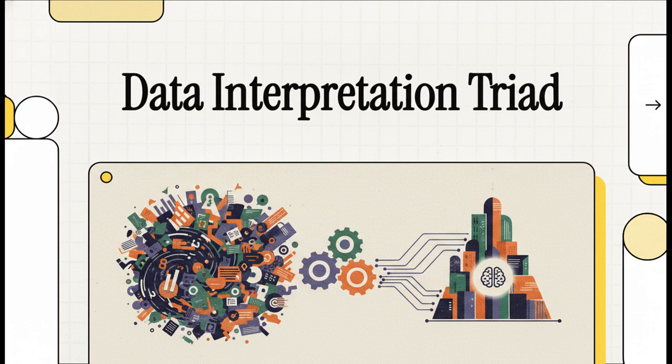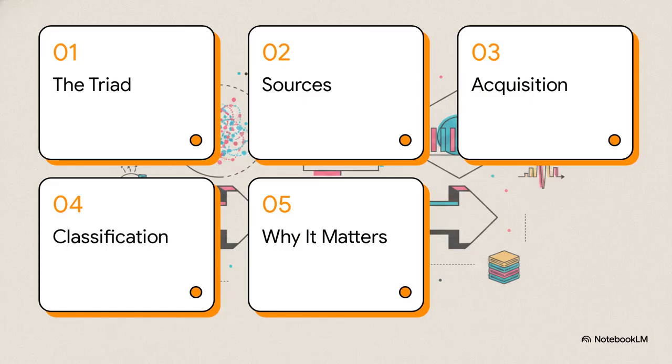So, welcome to this explainer. Today, we're going to go on a three-part journey to transform all that chaos into clear, actionable insights. We're exploring the fundamental architecture that turns random numbers into reality. Okay, let's dive right into it.